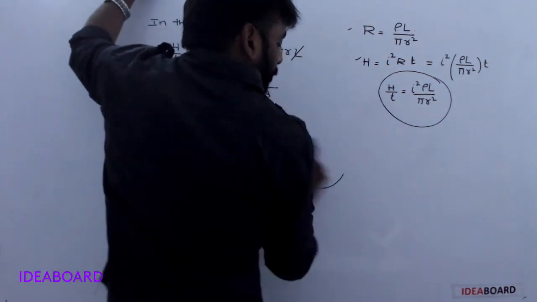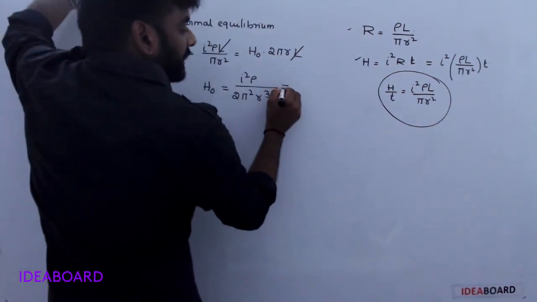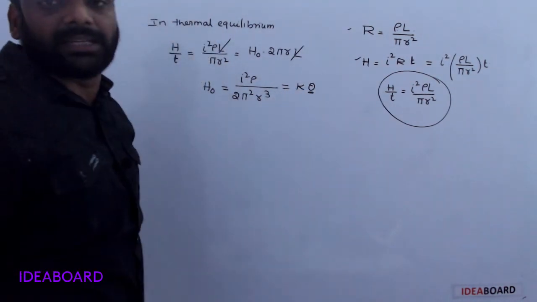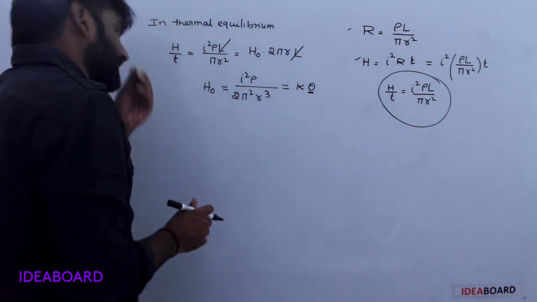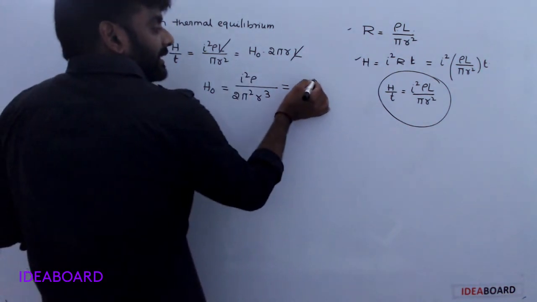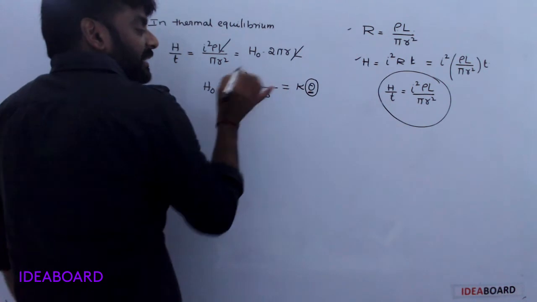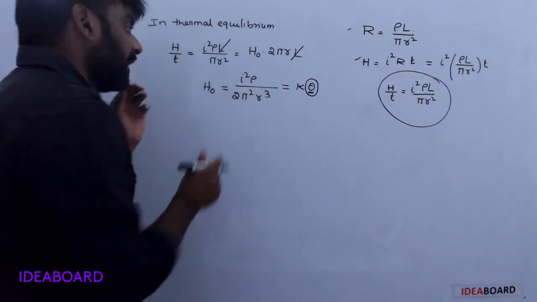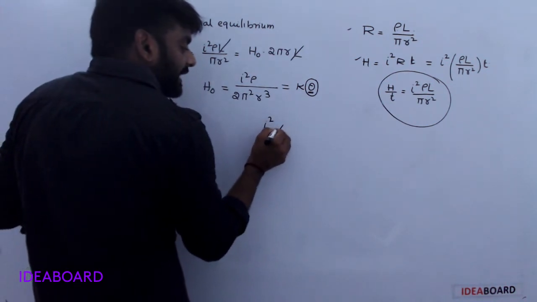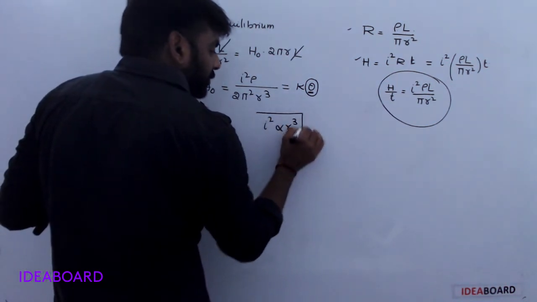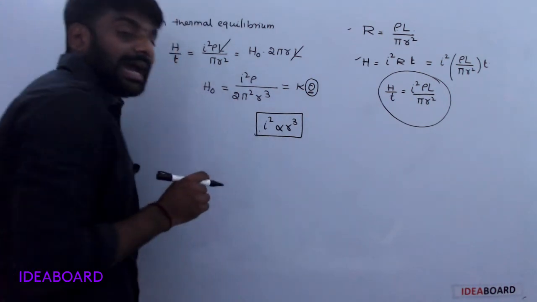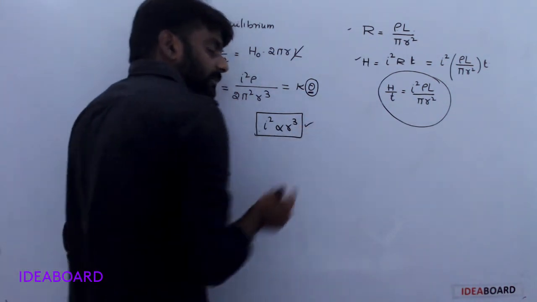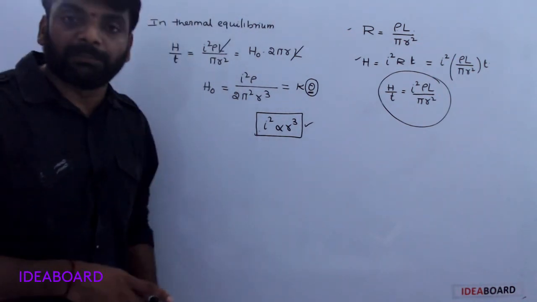By using Newton's cooling law, it is equal to K theta. Here theta means the increase in temperature. So the increase in temperature is independent of the length of the fuse wire. From this, I square is directly proportional to r cube. This relation is most important.